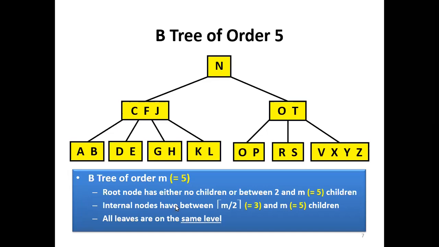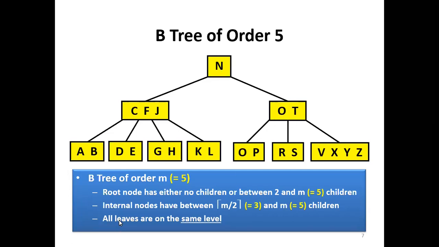Then the internal node must have between 2, that is, the ceiling of m divided by 2, which is equal to 3, and m children. So this implies that each of these internal nodes will not have less than 2 data items. They will have either 2 data items, 3 data items, or 4 data items.